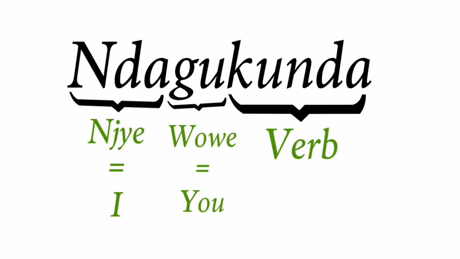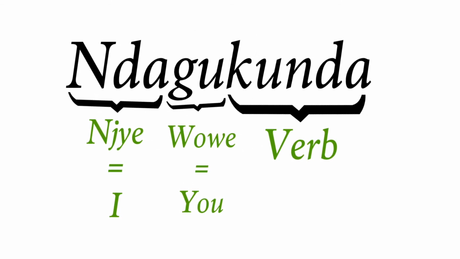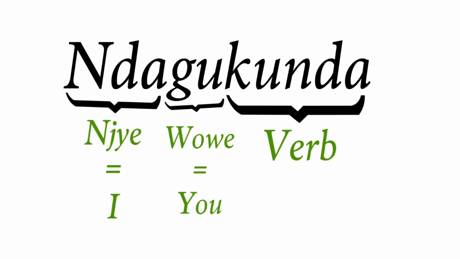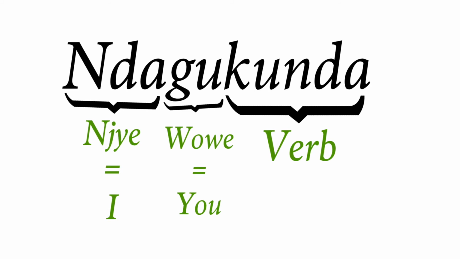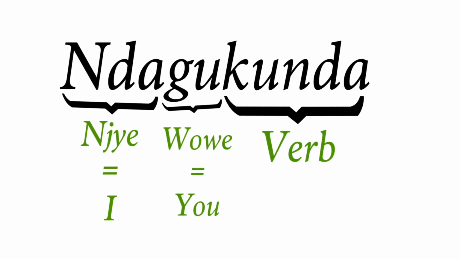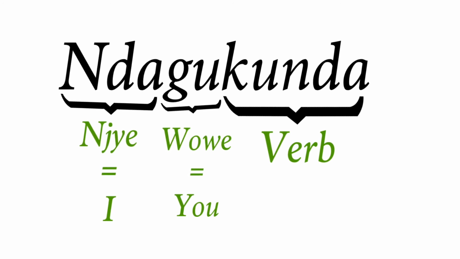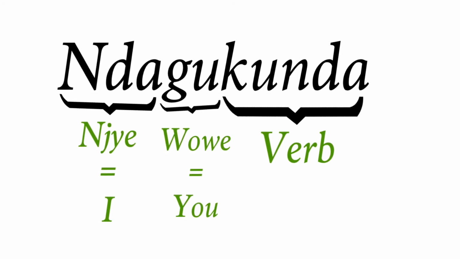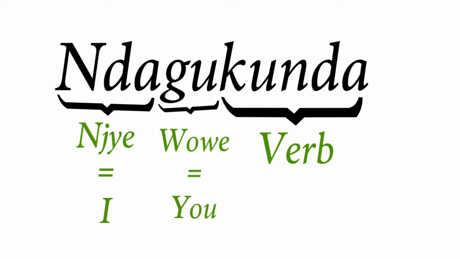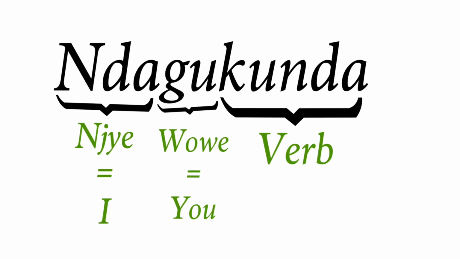I know this one is tricky, so I'm going to explain it because everything is in one word. So I, which is nge, it is the one that is nda. And you, which is supposed to be the object, is gu. And kunda is the verb.